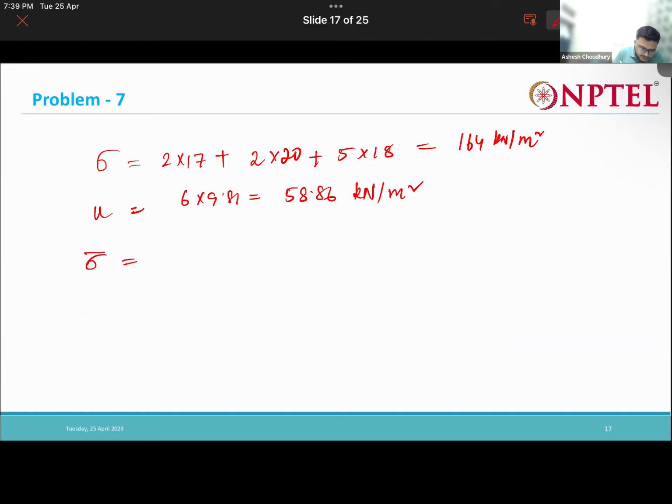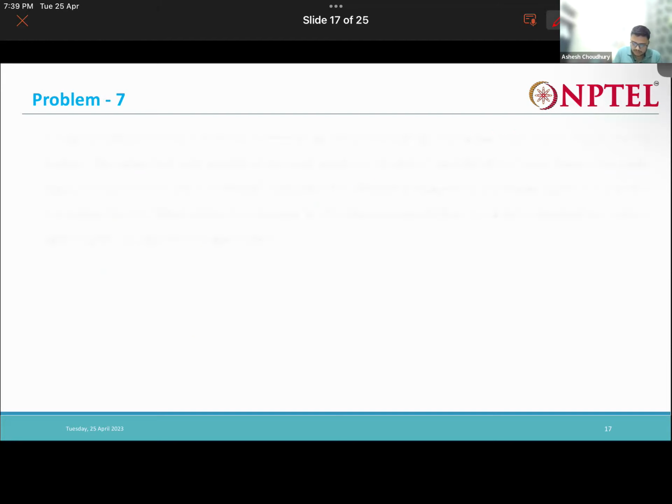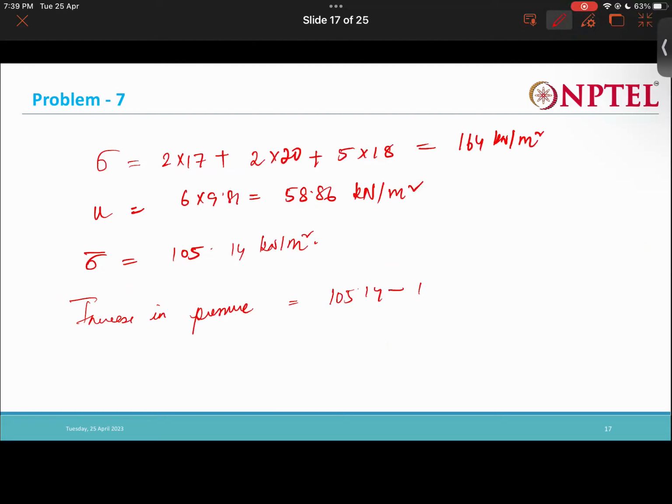So the effective stress will be 0.5. Okay. So what is the increase in pressure? Three. So the increase in pressure is 3 kilonewton per square meter.